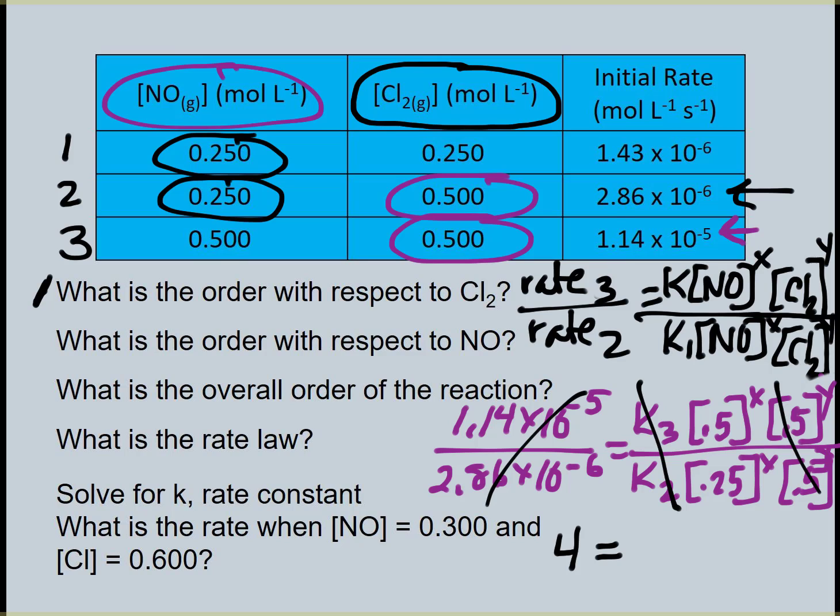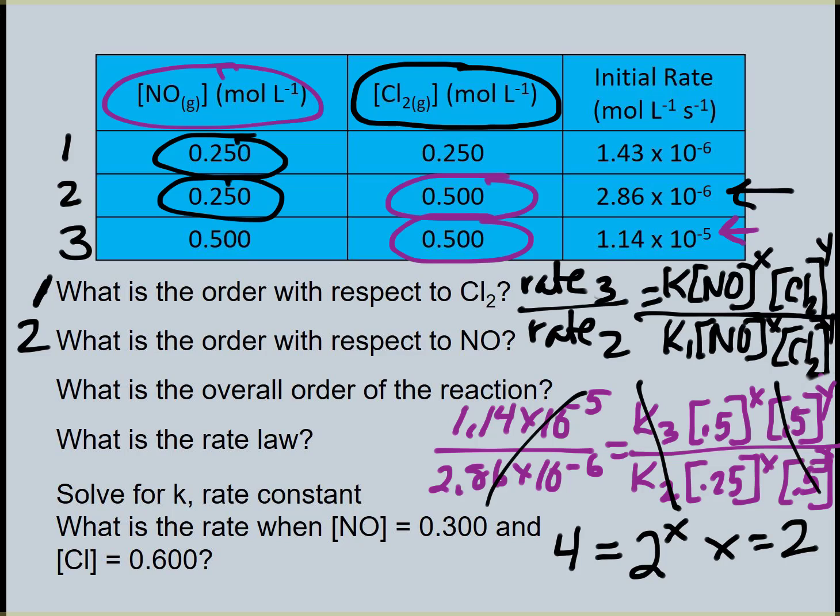And then I'm left with 0.5 divided by 0.25. So that would be a 2 to the x. So what is x? x is a 2. So it is second order with respect to NO. So I can answer the rest of the questions.